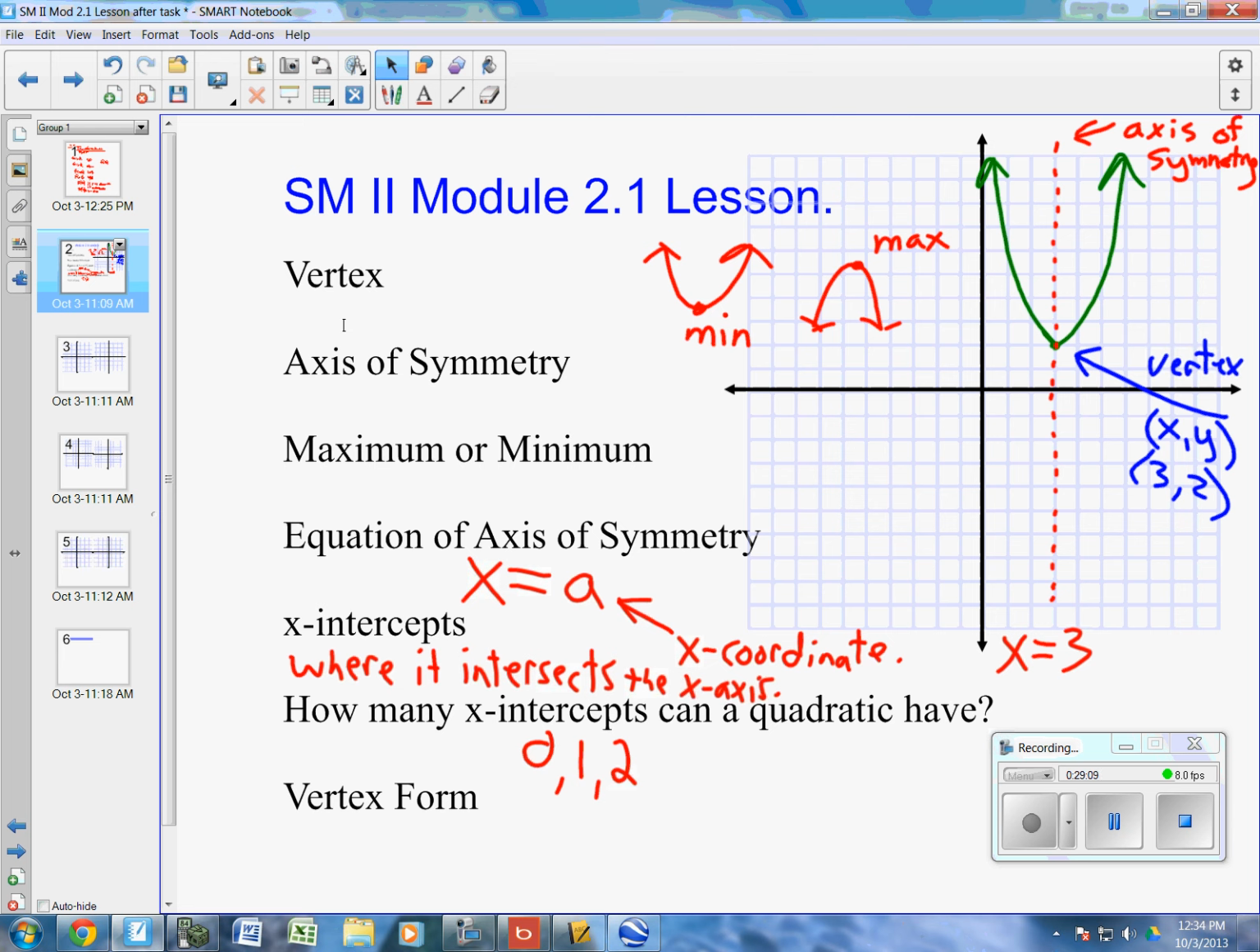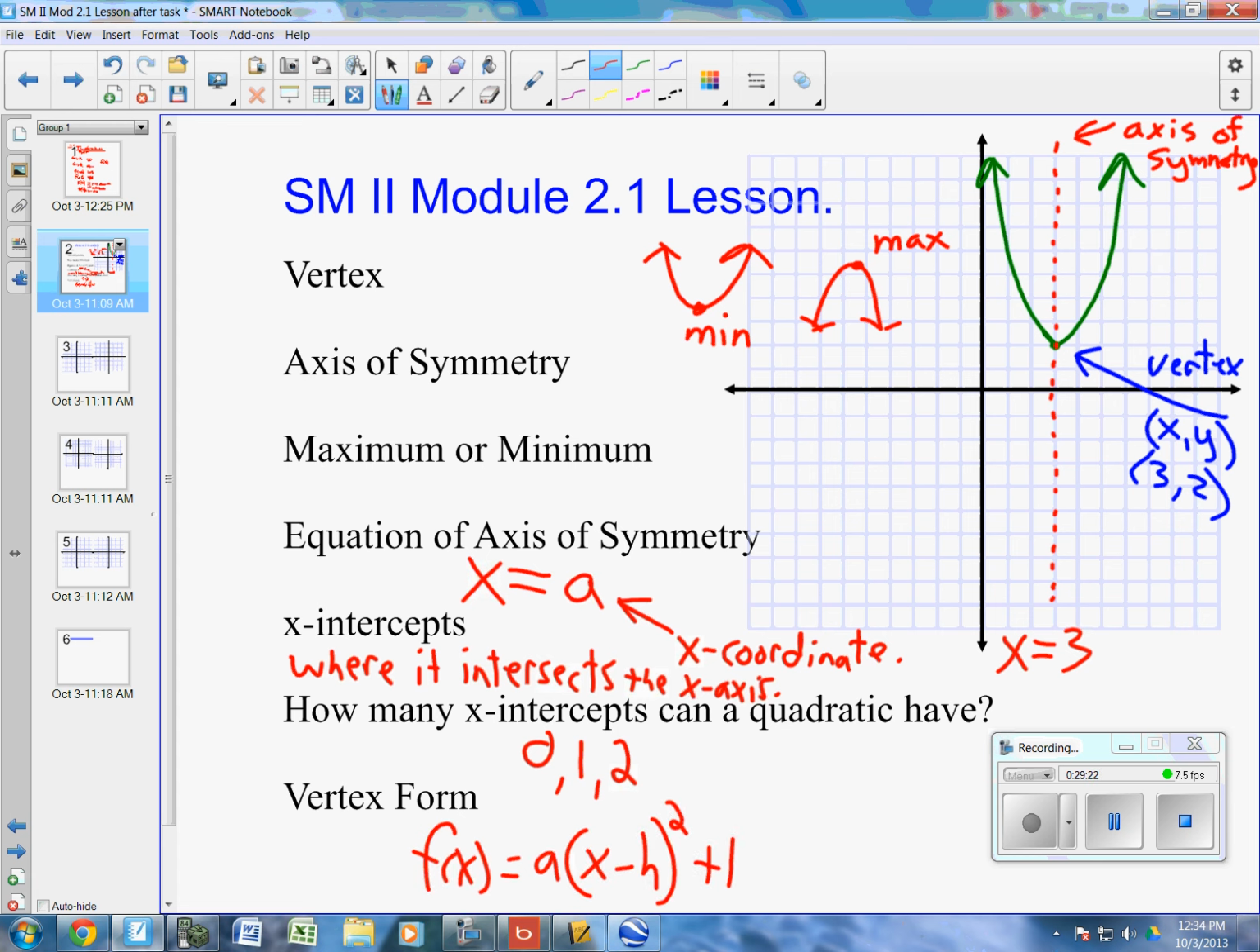Okay, last thing, vertex form. Vertex form is this: f of x equals a times x minus h squared plus k. Have we seen this form today? Why do we call this vertex form? Yeah, it tells us where the vertex is. This form of a quadratic equation tells us where the vertex is. Write that down.